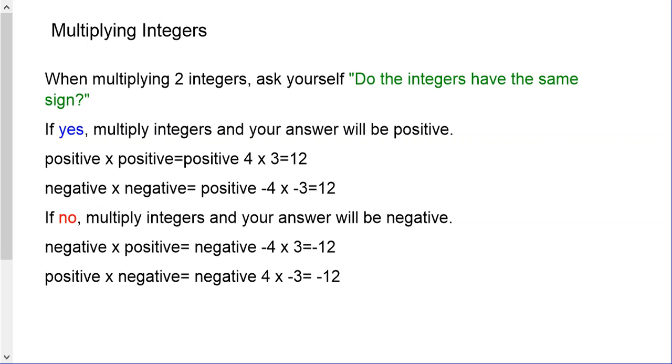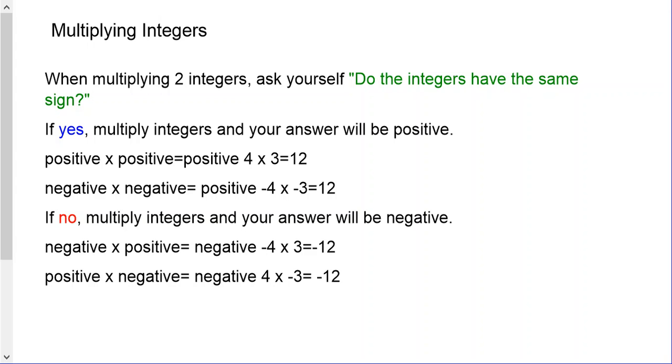When multiplying two integers, ask yourself the question, do the integers have the same sign? If yes, then you can multiply the integers and your answer will always be a positive. So a positive times a positive is equal to a positive. A negative times a negative is also equal to a positive. If your answer is no, then you need to multiply the integers and your answer will be a negative. And a negative times a positive will give you a negative answer, and a positive times a negative will also give you a negative answer.